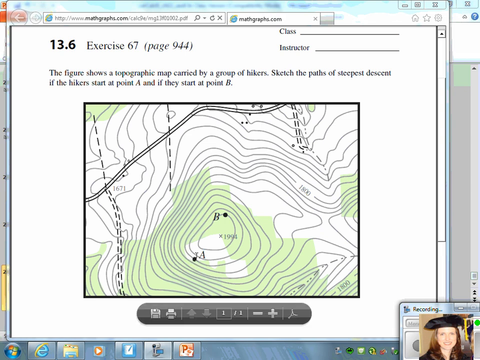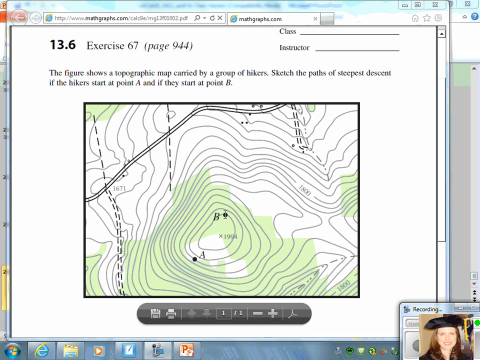So if you're here at point A and you want to find the quickest way down this mountain, well, you want to go in the direction of the gradient vectors, which are going to be actually normal to the level curves. So I would be going down in this direction, a very, very steep direction here, to descend the mountain.